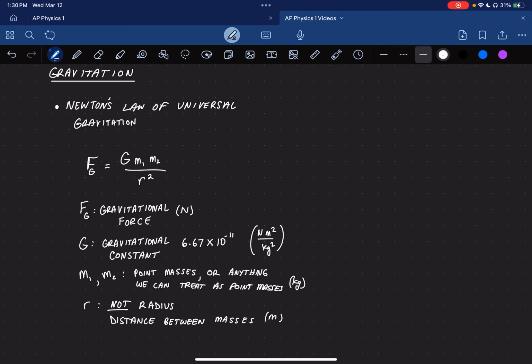So when the distances involved between the objects are really far, even something like planets going around the sun, the distances involved are so vast that we'll treat the planets as point masses, just a little point. We'll treat the sun as a point, and then we can figure out the distance between them. That's r. So r is not the radius, but it's the distance between the masses.